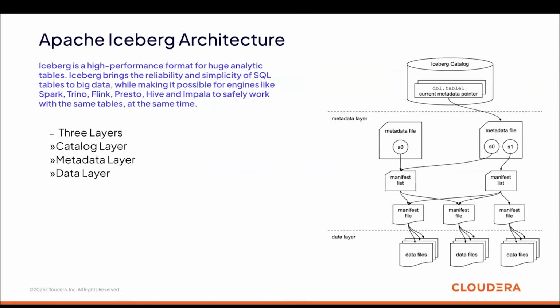I always think that any Iceberg meetup cannot happen without this diagram. Iceberg, as you know, has three different layers. The first, on the top, is the catalog layer, which is the deep dive for this session. And then we have the metadata layer and data layer, which I'll skip because we have talked a lot already about it, and there were great presentations about it.